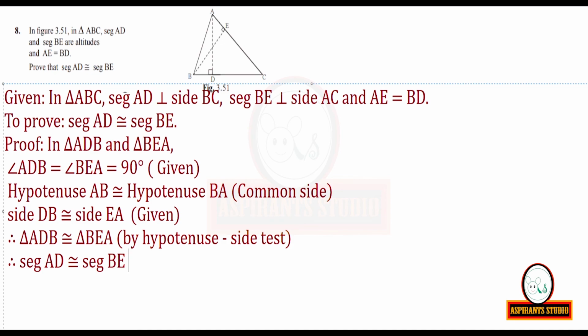Segment AD is congruent to segment BE. CSCT, that means corresponding sides of congruent triangles. Hence we prove that segment AD is congruent to segment BE. You have to write the final statement. Hence we prove that segment AD is congruent to segment BE.